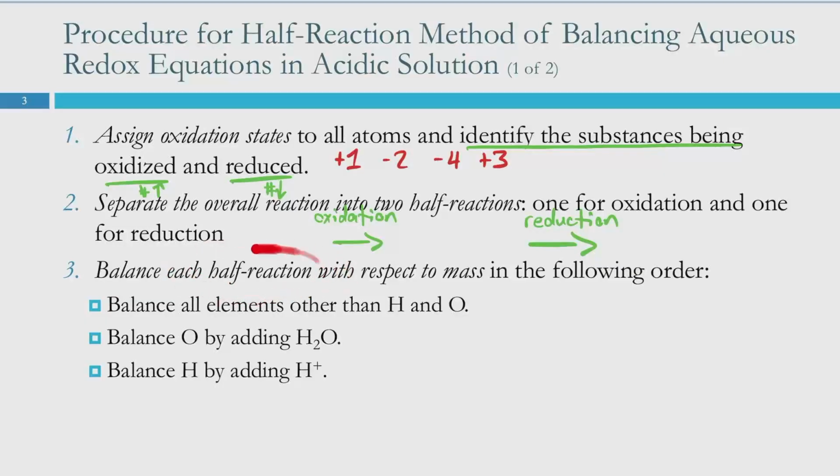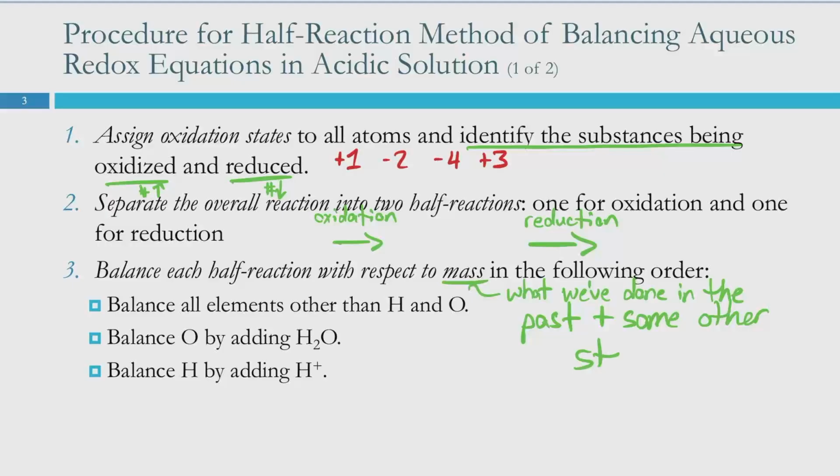Once we've got those separated, then we're going to balance the half reactions with respect to mass. And with respect to mass is what we've done before, plus some other steps. So the first step is balance all the elements other than hydrogen and oxygen. That's sort of like what we've done in the past. So balancing things like nitrogen, any metals, any nonmetals that are not hydrogen and oxygen.